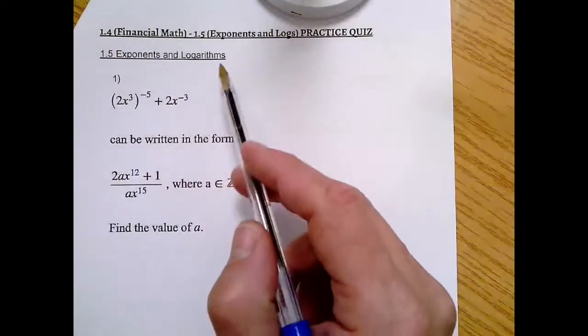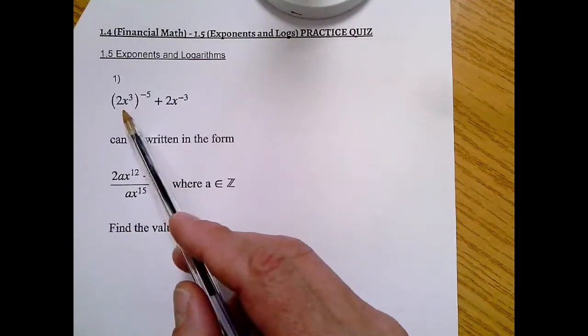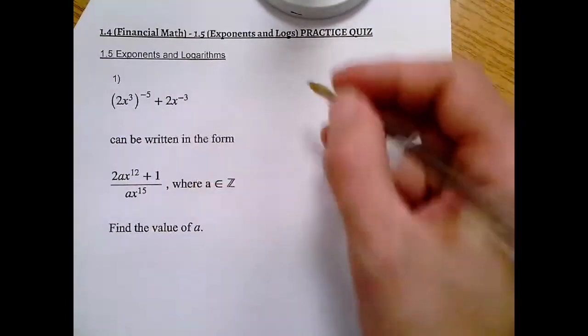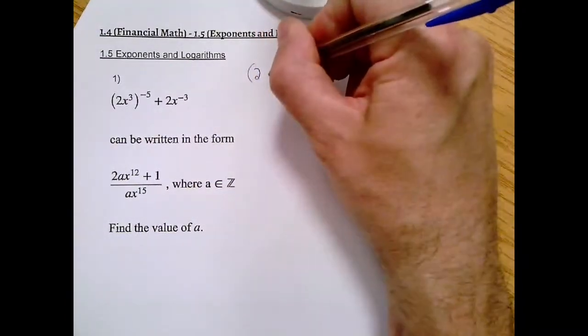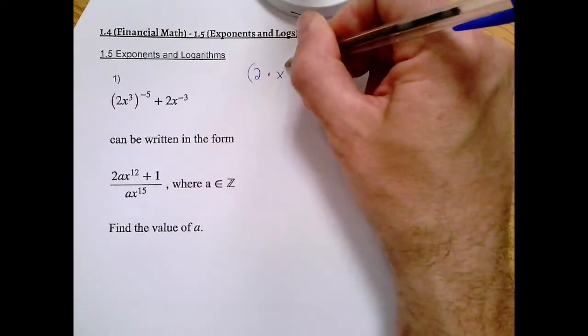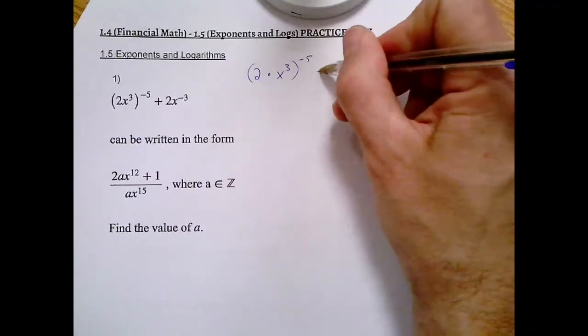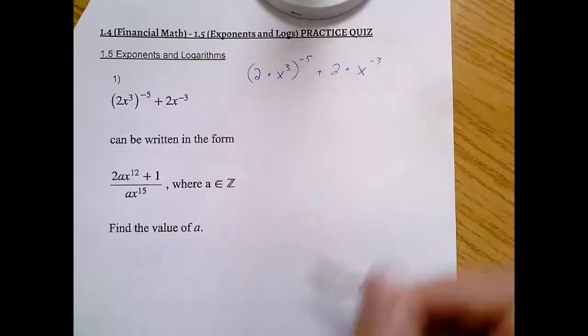Step one, I do think a lot of you guys benefit from separating this out just so you can see exactly what's happening here. Same with this, actually. So if you like to do this, you could rewrite this as saying 2 multiplied by x to the third power raised to the negative fifth plus 2 multiplied by x raised to the negative 3.